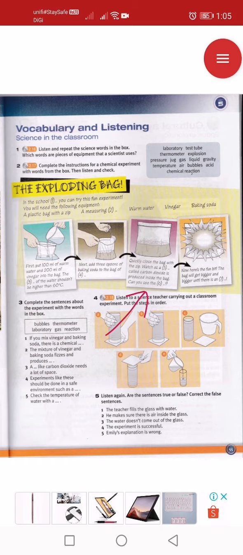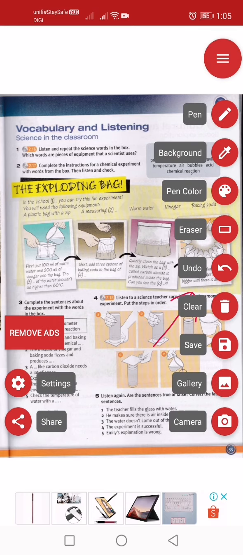Watch as a gas called carbon dioxide is produced inside the bag. Can you see the bubbles? Now, here's the fun bit. The bag will get bigger and bigger until there is an explosion.